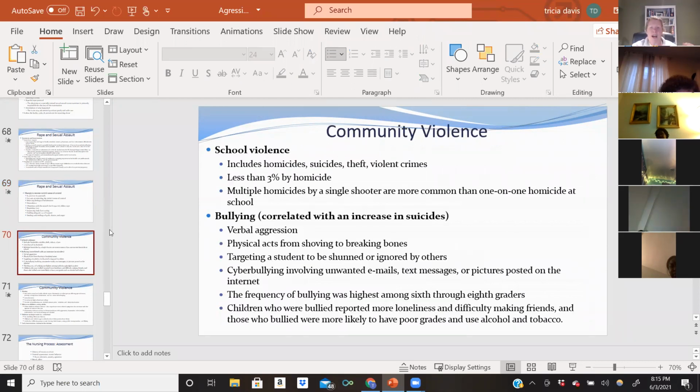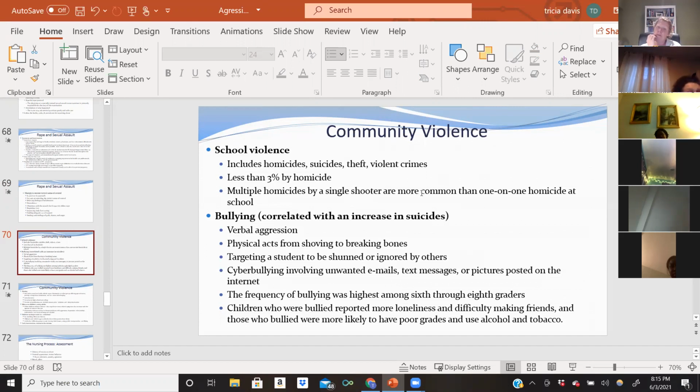All right, school violence. So this includes homicides, suicides, theft, and violent crimes. Less than 3% of murders in schools happen by homicide. It seems a lot worse, I think, because we hear so much about it on the news, but it's actually less than 3%. Multiple homicides by a single shooter are more common than one-on-one homicide at schools.